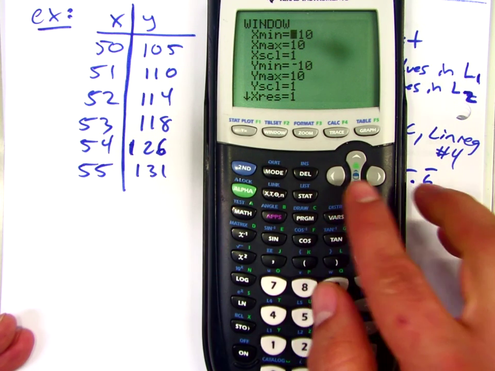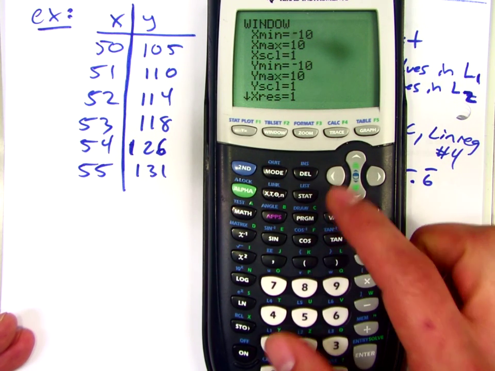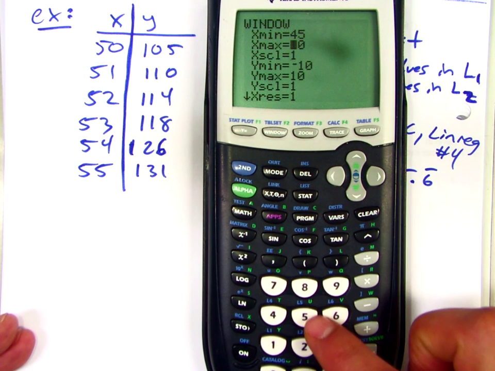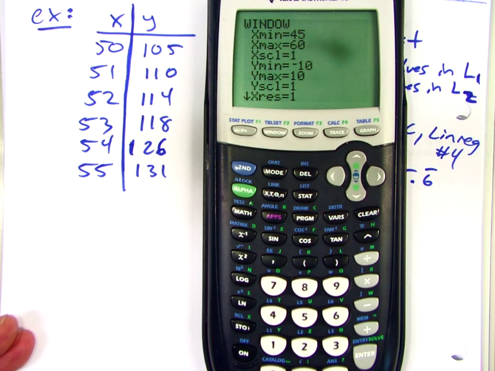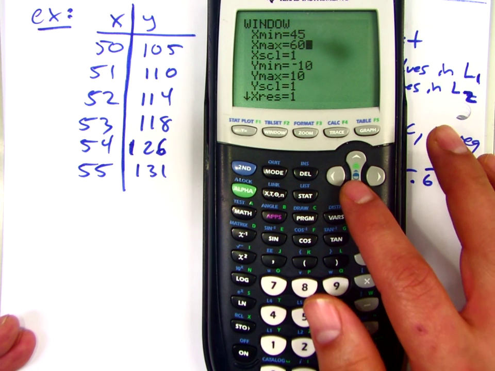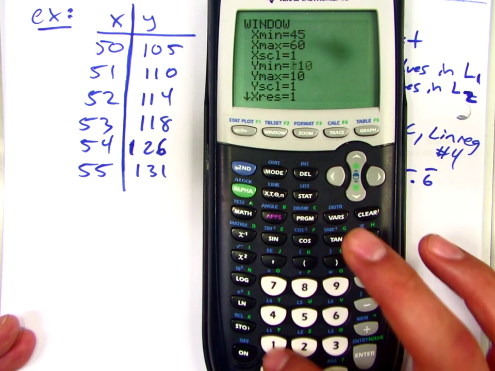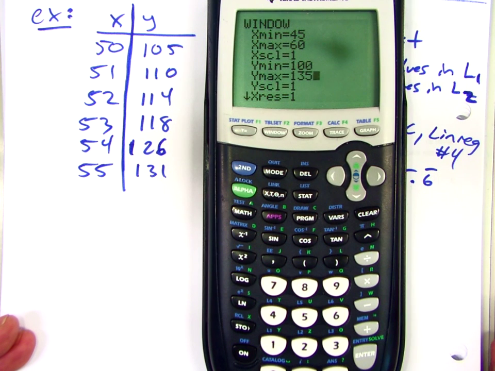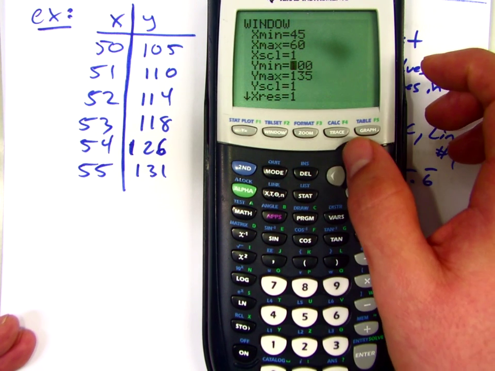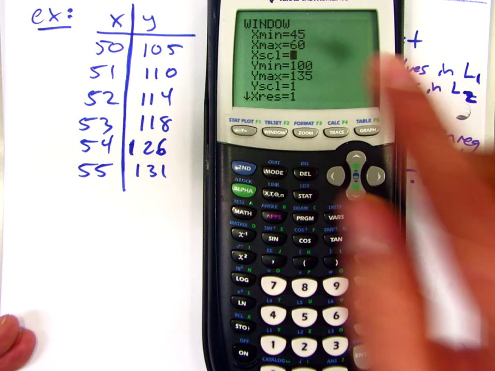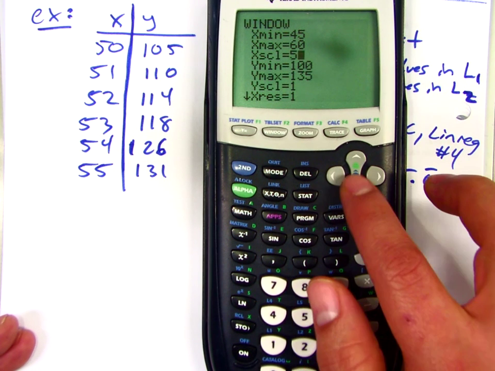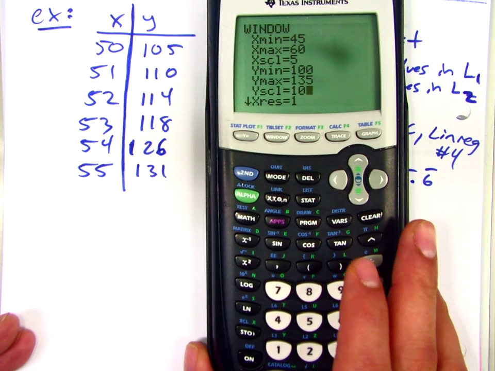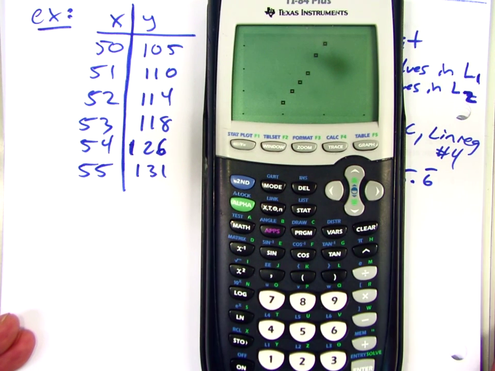For example, I would change the x min to 45 and the max to 60. That way I can see it. And for the y min, maybe 100 to 135. You can certainly change your scales to be better than just going up by 1 tick mark each time. Maybe go up by 5s, maybe by 10s. Now if you hit graph, you should see the data points.